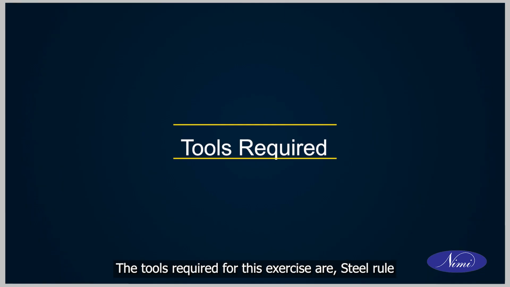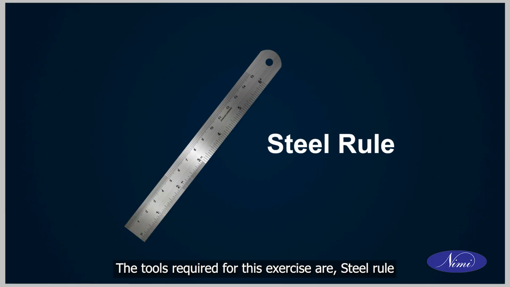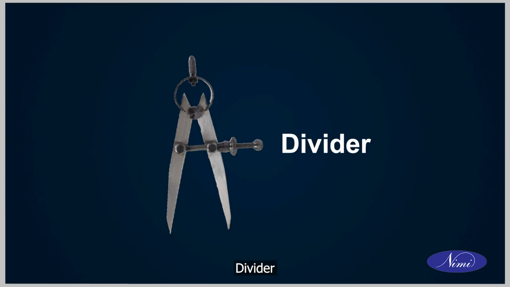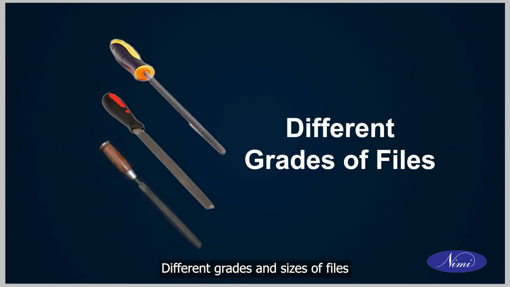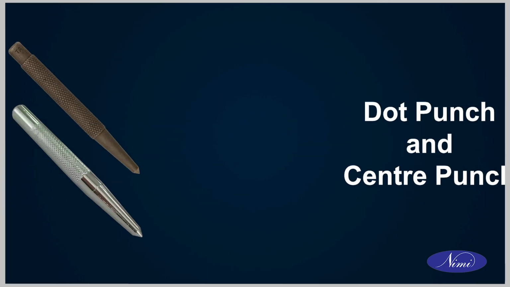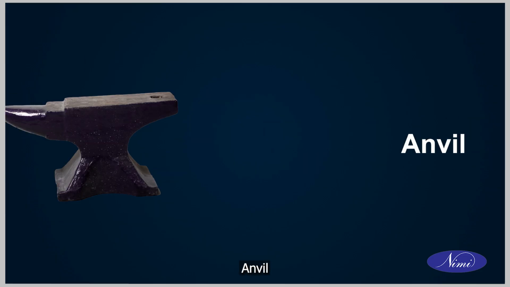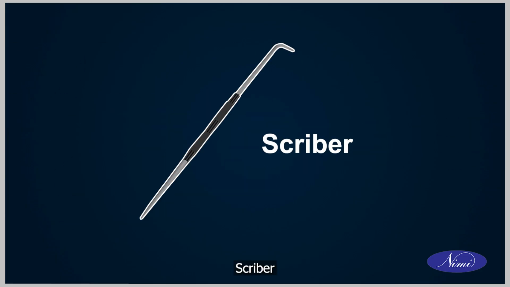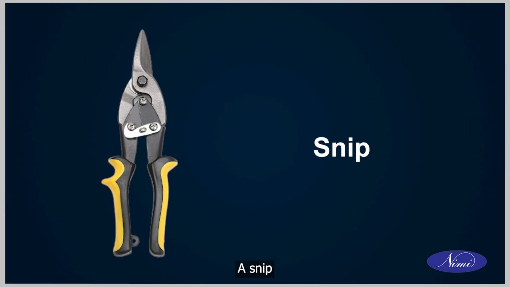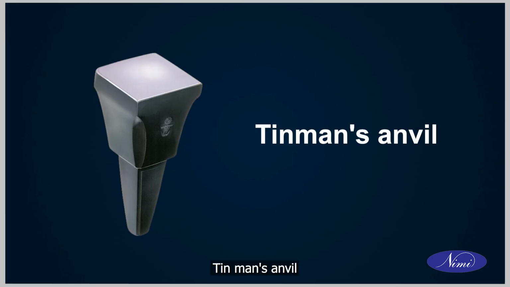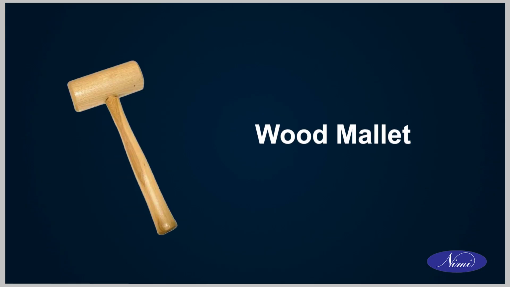The tools required for this exercise are steel rule, divider, different grades and sizes of files, surface table, dot punch and center punch, ball peen hammer, anvil, scriber, a snip, tin man's anvil, wooden mallet, flat chisel.